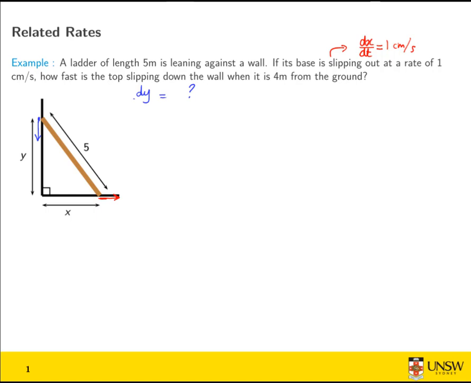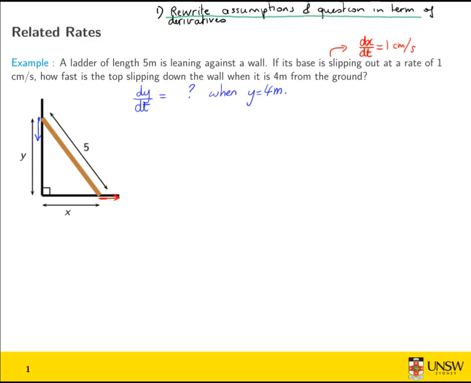So what we want here is how y changes when time changes. And again, what could guide you is the units. Probably you're wondering how fast it goes down, so you would want to write your answer in centimeters per second. So you want to divide by second, so it's dt at the bottom. And we want to know what this derivative is when y is equal to 4 meters. So we completed the first step, which is to rewrite the assumption and the question in terms of derivatives.